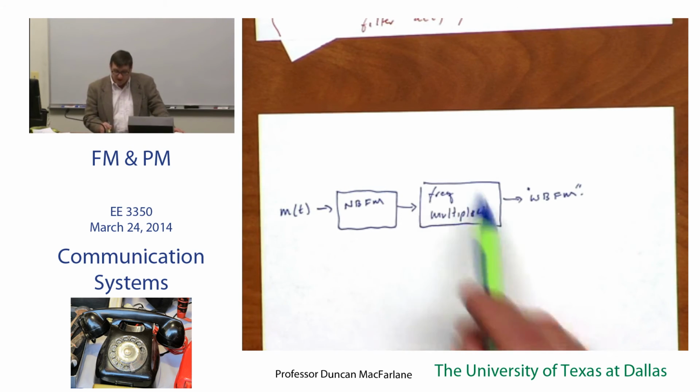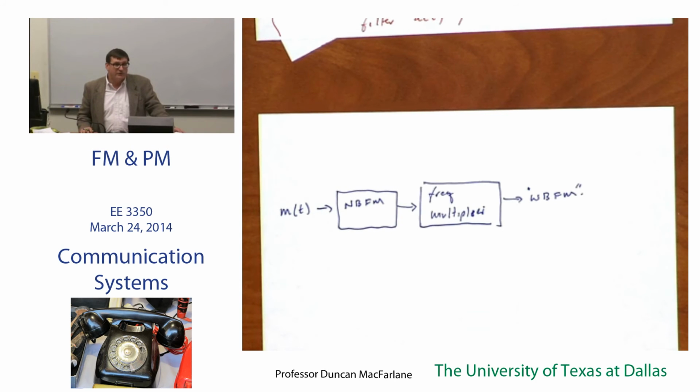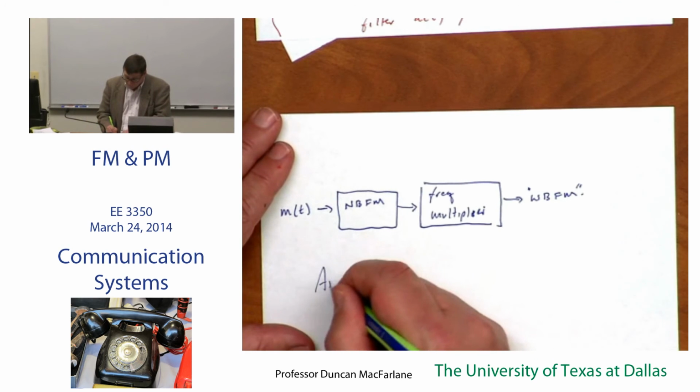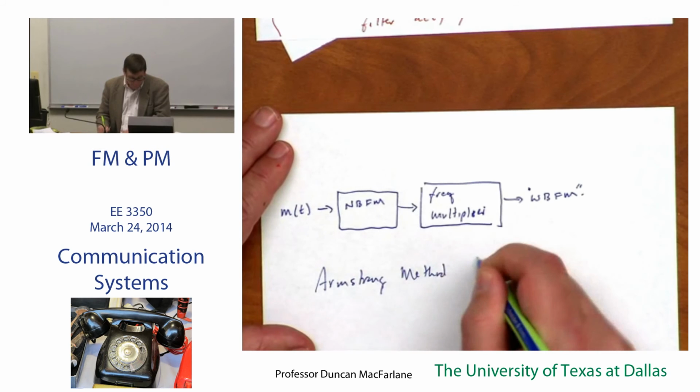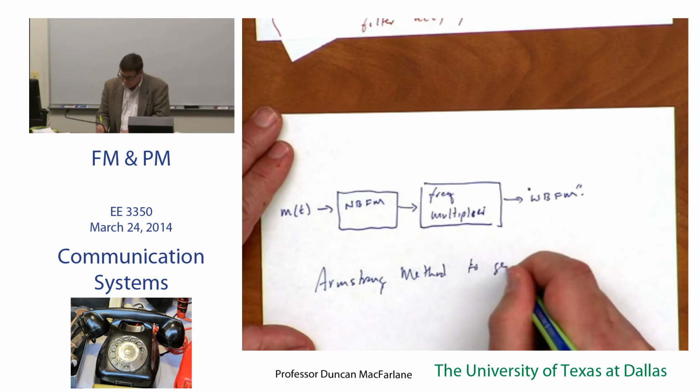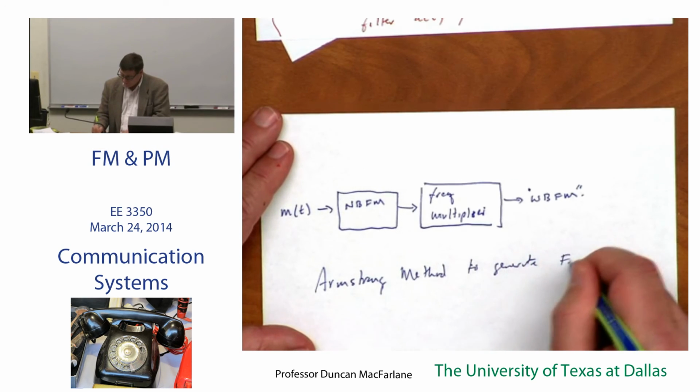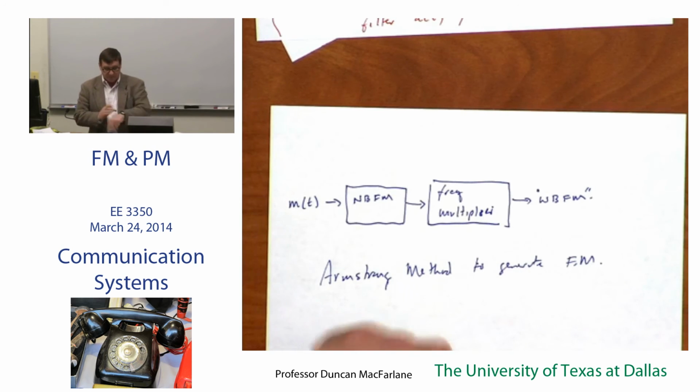So yes, a diode acting like a frequency multiplier would take the frequencies here that are generated and smear them out and spread them out into a wideband FM. And this is called the Armstrong method to generate frequency modulation.